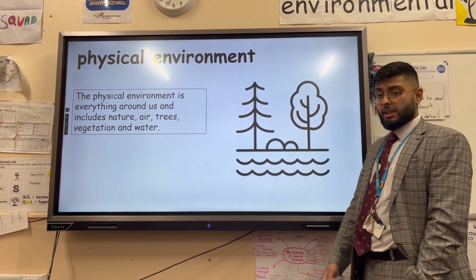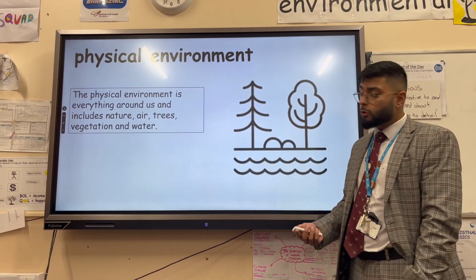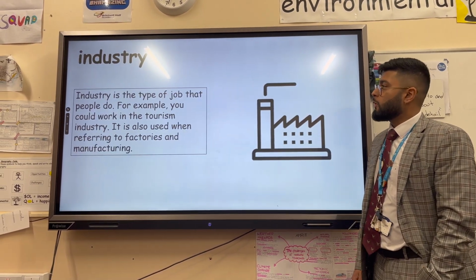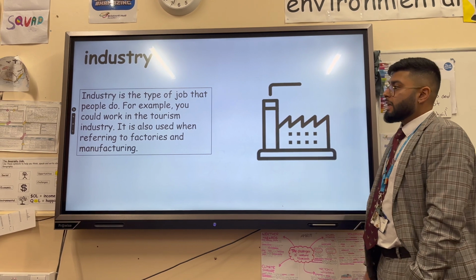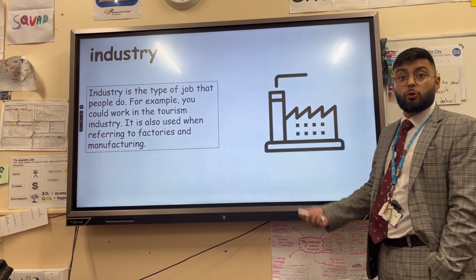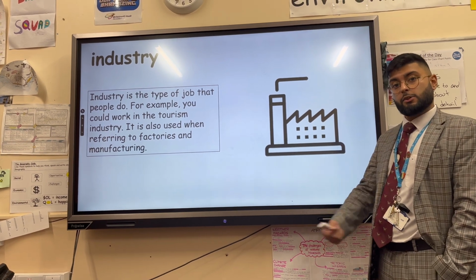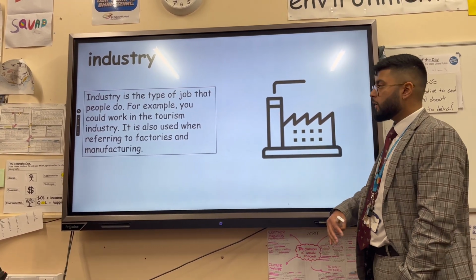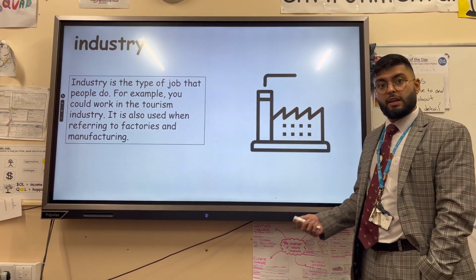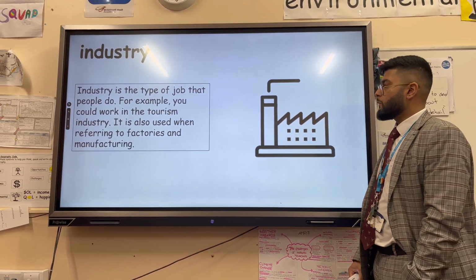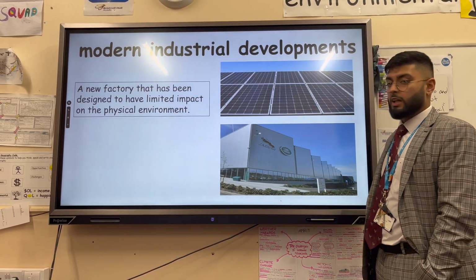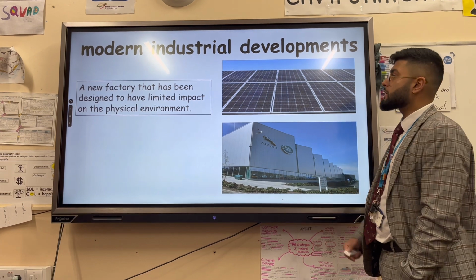The physical environment is everything around us in terms of natural features, so thinking of nature, air, trees, vegetation and water. So industry is a type of job that people do. For example, people work in the tourism industry, which is the industry of providing services for everyone that is travelling on their holidays. But generally, when we think about industry, we're thinking about factories, and when we're thinking about industrial development or industrial change, we are generally thinking about factories or factories closing.